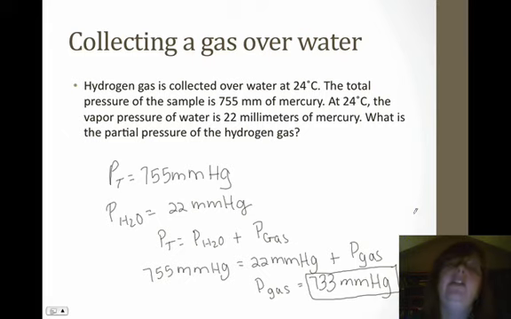Okay, so that is Dalton's law of partial pressures. So just remember, the total pressure of a mixture of gases is just the sum of all of the pressures of the individual gases. All right, we're going to practice this tomorrow.